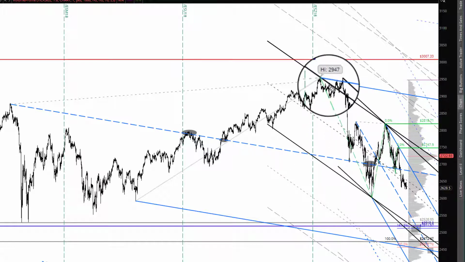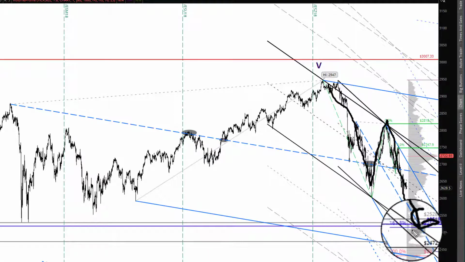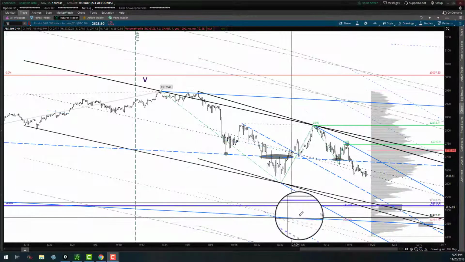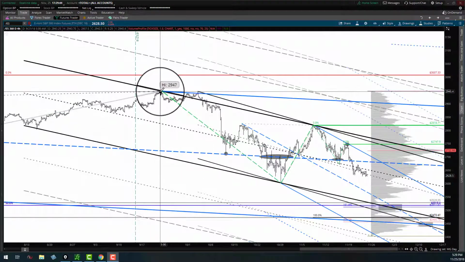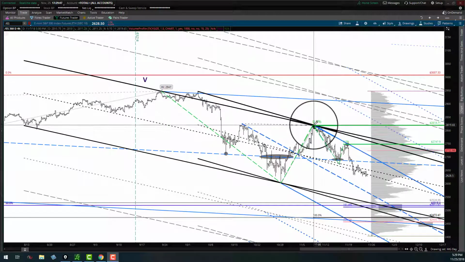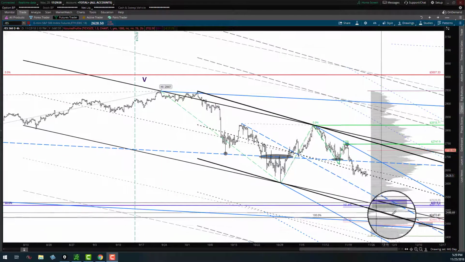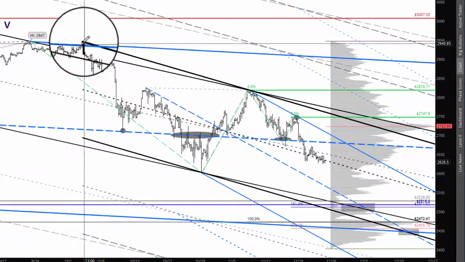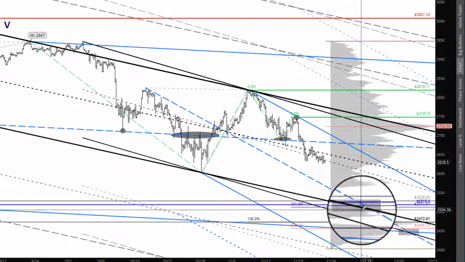And if this turns out to be an ABC pattern, ABC, where could it find support down here? That's what I want to look at next. So let me explain some of these lines here. First of all, I have a channel line drawn from the high to this pullback high, and the opposite side of that trend line is down here, and this channel could be support. I also have another channel made from this second high, and this channel could be support.